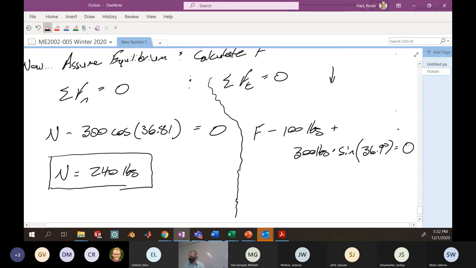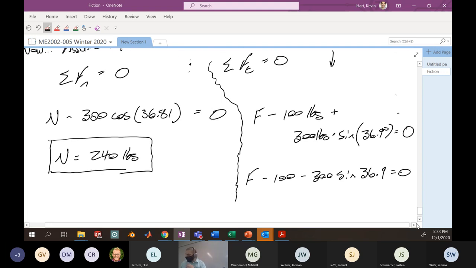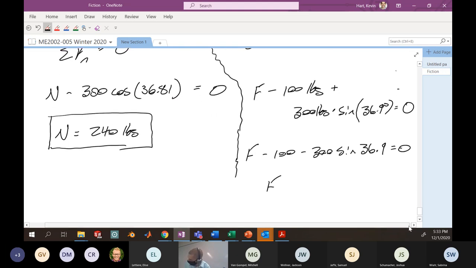All right. So that's your sum of the forces in the T direction. F minus 100 minus 300 sine 36.9 equals zero. This is going to tell me that my frictional force, and let's just label it as F_req, the frictional force required to hold this thing in equilibrium, is negative 80 pounds. That's what I would find for my analysis here.